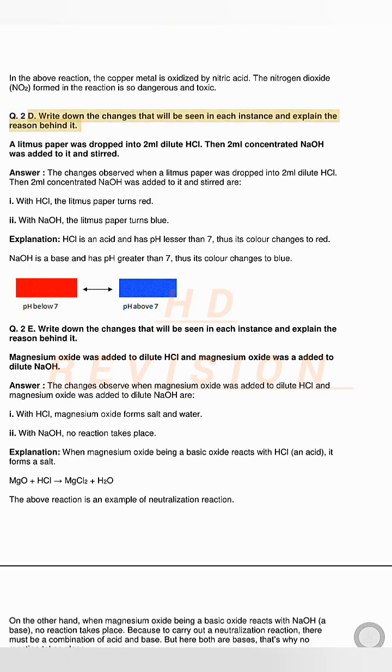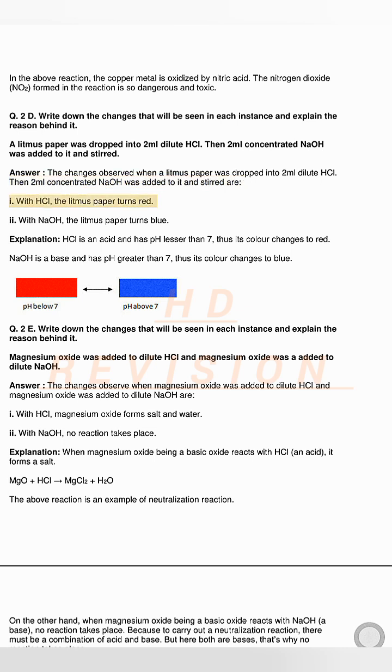Q2. D. Write down the changes that will be seen in each instance and explain the reason behind it. A litmus paper was dropped into 2 ml dilute HCl. Then 2 ml concentrated NaOH was added to it and stirred. Answer. The changes observed are: I.